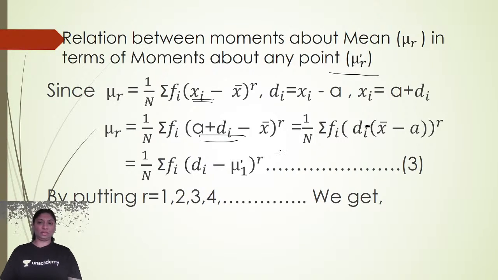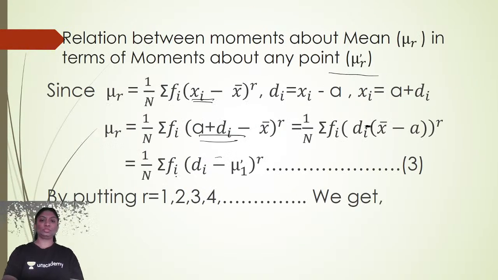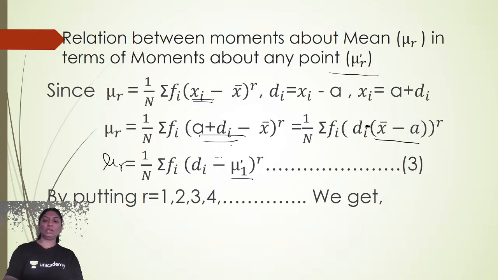So here x bar minus a, we already found out x bar minus a is equal to nothing but mu1 dash, right? So we will write here, instead of x bar minus a, we put mu1 dash. Okay, so that you will get, see, here is mu r and here is mu1 dash. So this is the relationship between moments about a mean mu r in terms of moments about any point mu r dash.